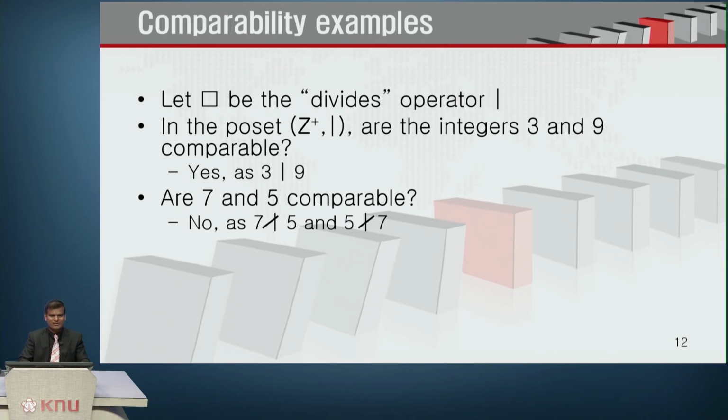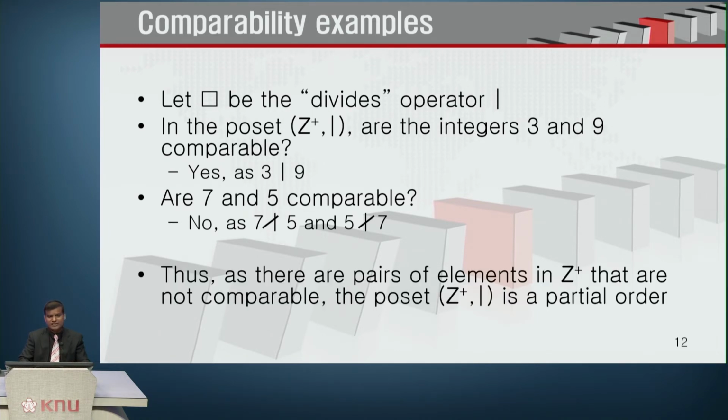At this point you can get an idea of what a comparability test means. Thus there are pairs of elements in the positive integers that are not comparable. The poset (Z plus, divides) is a partial order.